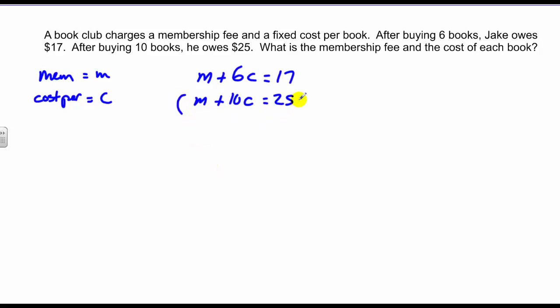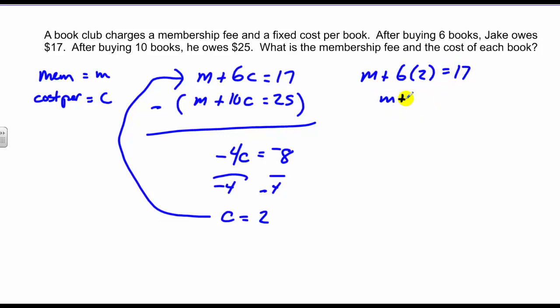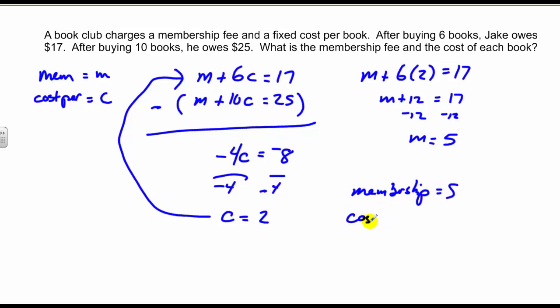This problem's set up nicely for subtraction. So M minus M is 0. 6 minus 10 is negative 4. And 17 minus 25 is negative 8. Divide by negative 4. And I get the cost per book is $2. I need to substitute that back up to get the membership fee. So I have the membership plus 6 times 2 is equal to 17. That's M plus 12 is 17. Subtract 12. Get M equals 5. So the membership is 5 and the cost per book is 2.